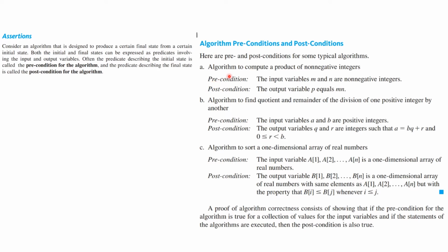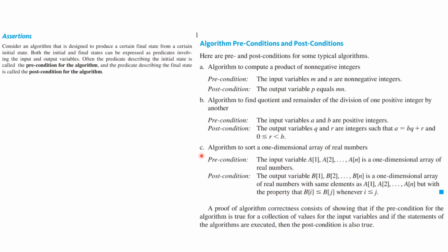Okay, so here are some examples of preconditions and postconditions. For an algorithm to compute a product of non-negative integers, the inputs would be variables m and n, which are non-negative integers, and the output would be a variable p equaling m times n. If we're doing an algorithm to find the quotient and remainder of the division of one positive integer by another, the input would be the variables a and b, positive integers, and the output would be q and r, the quotient and the remainder, such that a is equal to b times q plus r. That's the way division works.